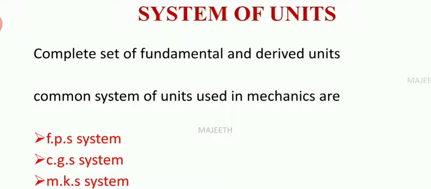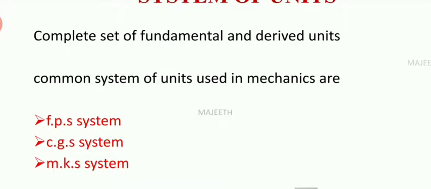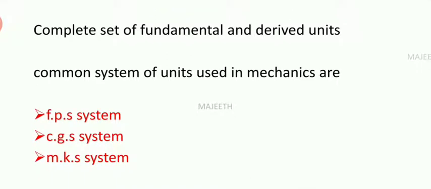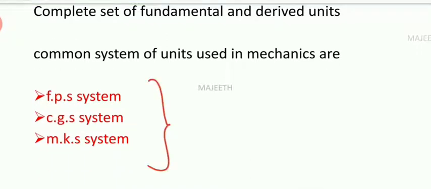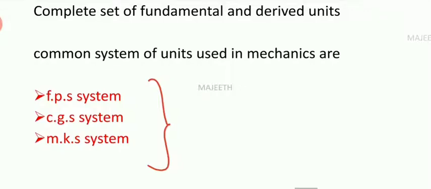So we have 7 fundamental units. From that we derive thousands of derived units. If you take all these things, that is considered to be a system of units. So we have three main systems of units. One is FPS system, second one is CGS system, and third one is MKS system.